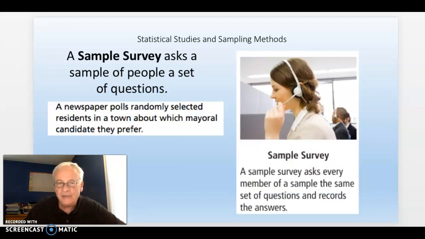Now, a sample survey asks a set of people a set of questions. This is a very common way to do a study. Every member of some sample is asked the same set of questions, and they record the answers. As an example, a newspaper might take a poll. They randomly select residents in a town to see who they're going to vote for mayor.